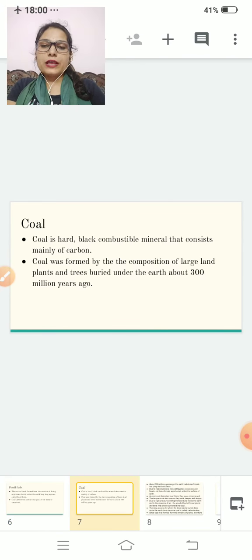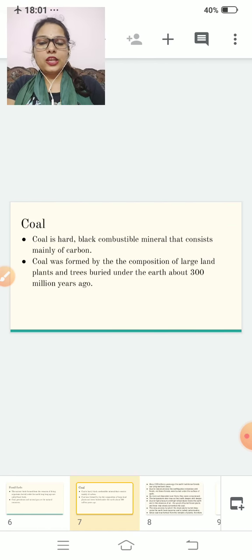Now, after that, coal. What do you mean by coal? Basically, coal is a hard, black, combustible mineral that consists mainly of carbon. The color of coal is black. Clear? And it is a combustible mineral. Combustible mineral means which can easily burn, and it consists mainly of carbon.